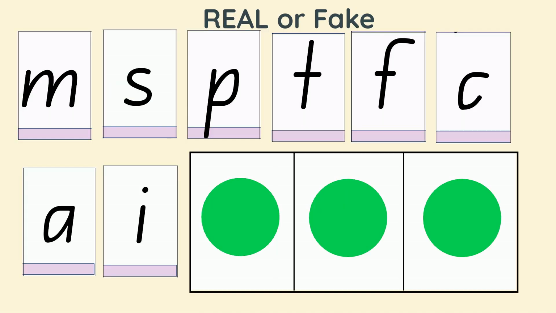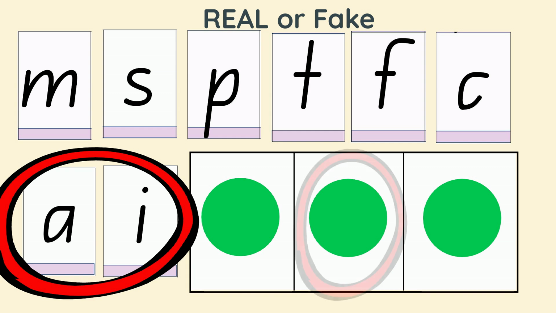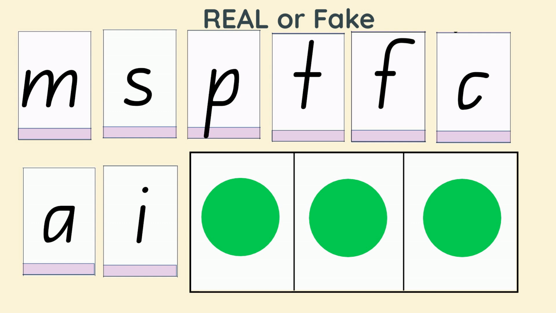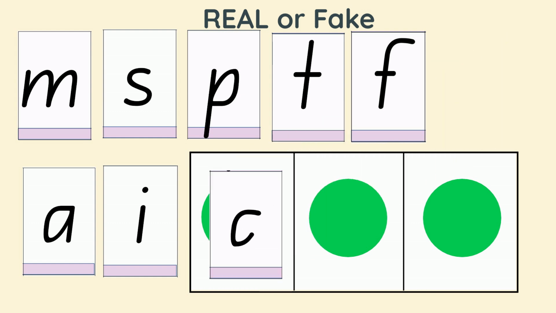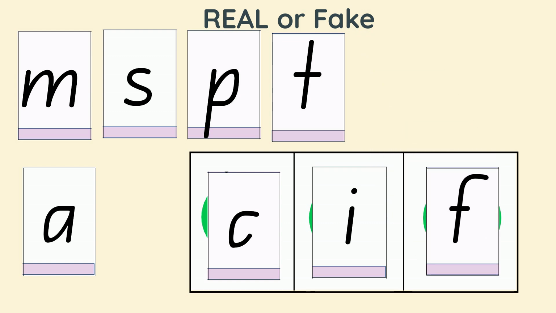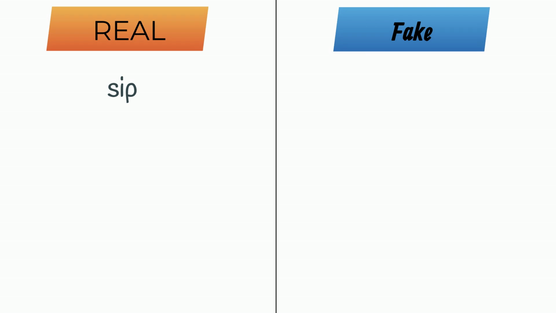We must remember to put the vowels in the middle sound box. Okay, let me choose some new letters. I'll slide down a C, an I from the vowels, and an F for my final sound. Sound it out. K, I, F, and blend it together. Kif. Kif is not a word. I will add the word kif to the fake side.